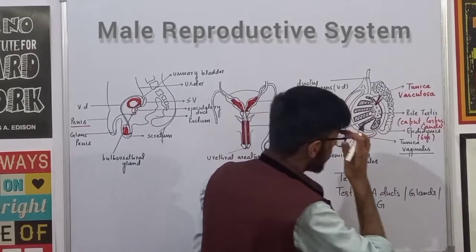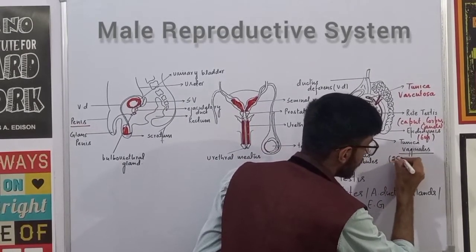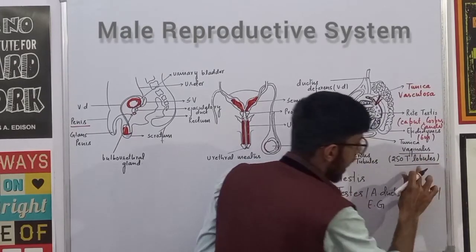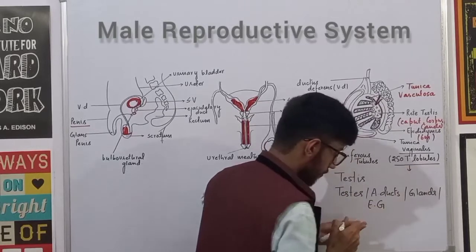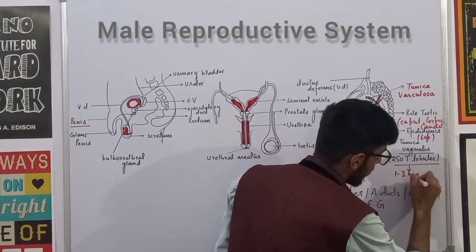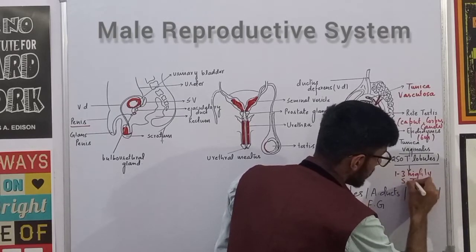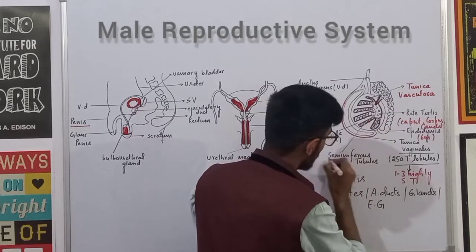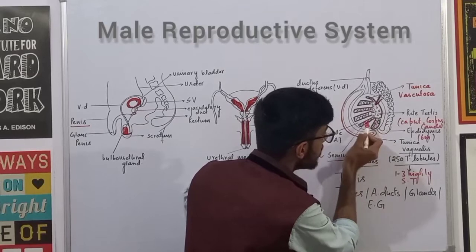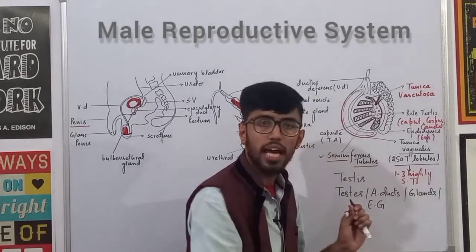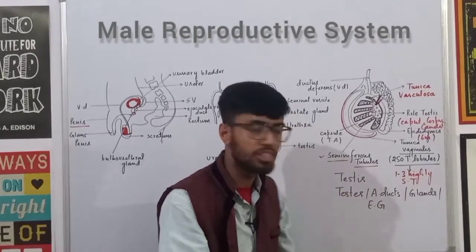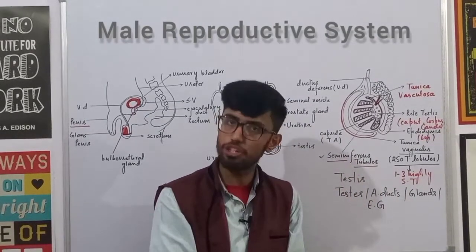In each testis, there are about 250 testicular lobules or chambers. And each lobule consists of 1 to 3 highly coiled seminiferous tubules. These are the seminiferous tubules. We have chambers, and in each chamber we have 1 to 3 highly coiled seminiferous tubules where sperms are formed. Sperms or the male germ cells are formed in these seminiferous tubules.